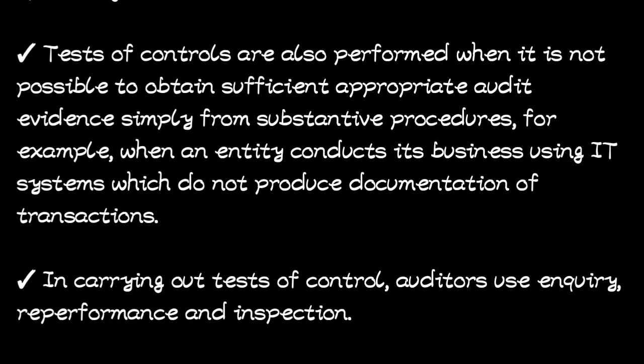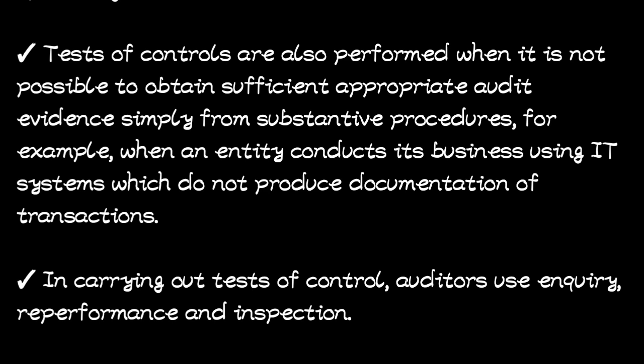And tests of controls are also performed when it's not possible to obtain sufficient appropriate evidence simply by using substantive procedures. Substantive procedures are used to detect material misstatements. So the difference is that test of controls test the effectiveness of controls, but substantive procedures are used to detect material misstatements.